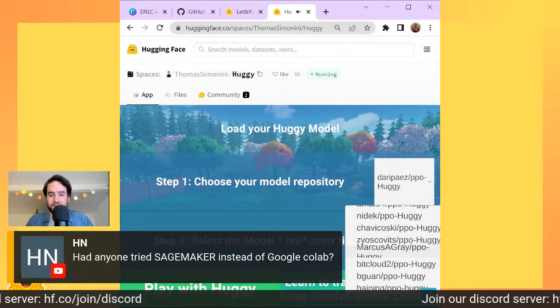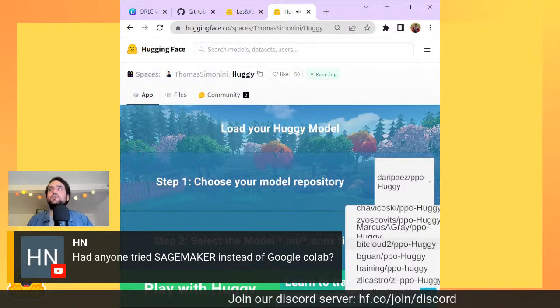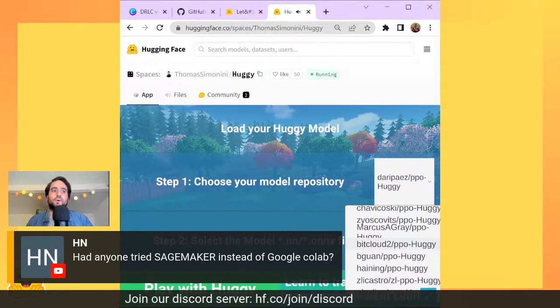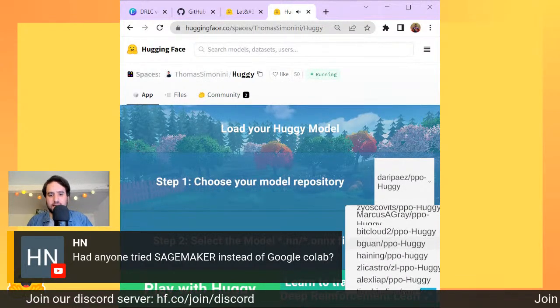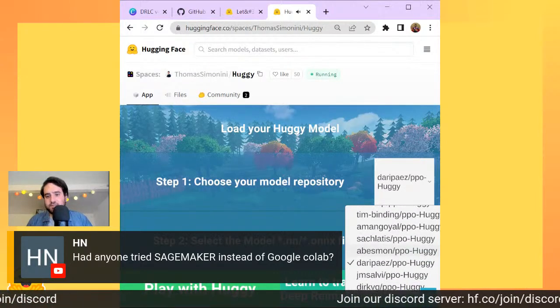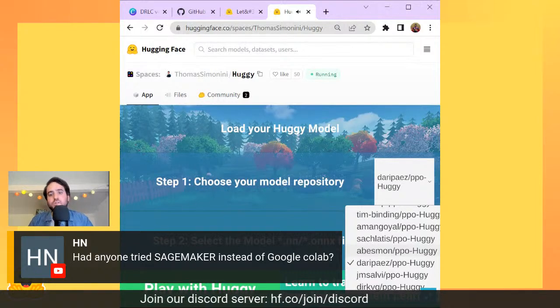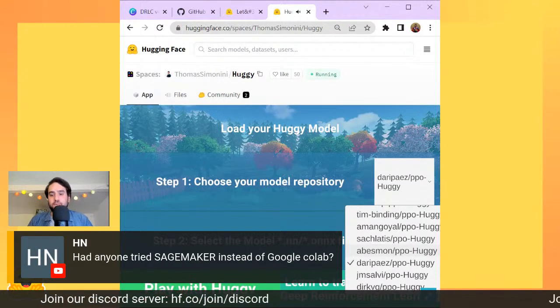Try SageMaker. Not in this course for now, but maybe some people use it. If some people convert the Colab to SageMaker and do a PR, we can put it on the course. Again, this course is a collaborative one. So if there is something you're very interested in and you want to add to the course, you're more than welcome to do it.